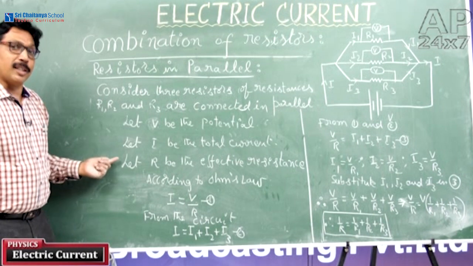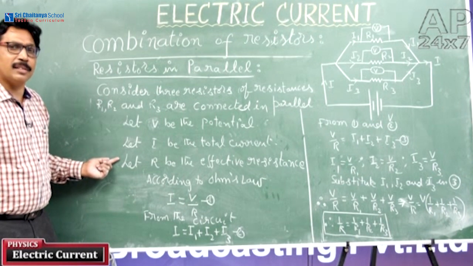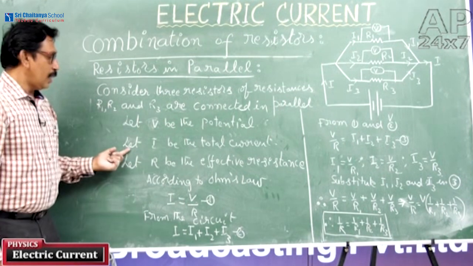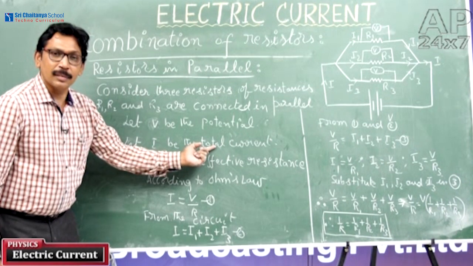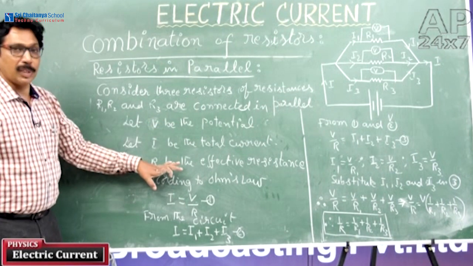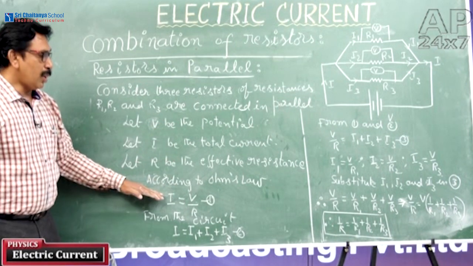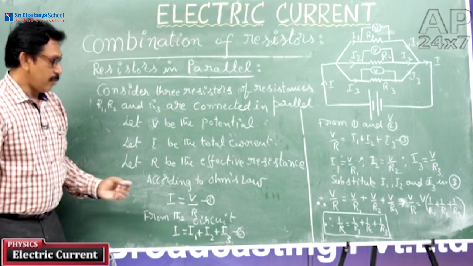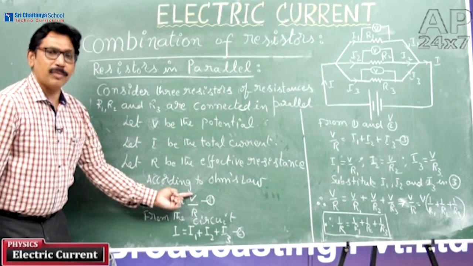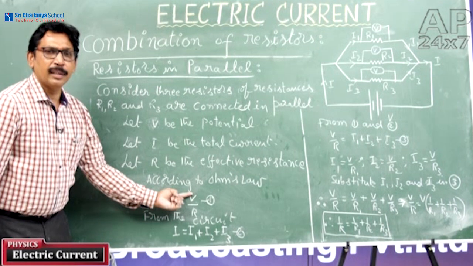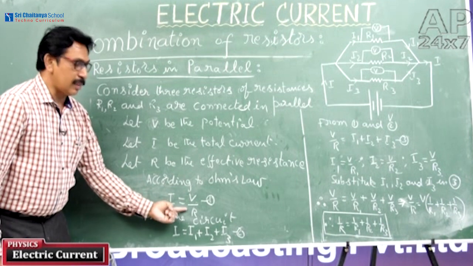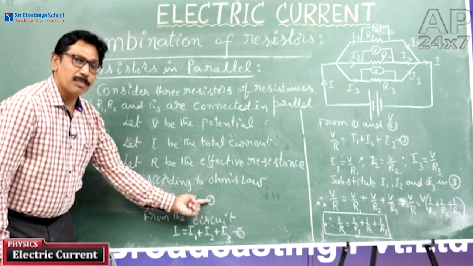Next content is assumption. I told you that assumption starts with: let V be the potential, let I be the total current, let R be the effective resistance. This comes under assumptions, my dear students. Now come to this, what you know in that circuit. According to Ohm's law, I is equal to V by R. You know that V is equal to IR, but here I is dividing, that's why I am writing I as the subject. So I is equal to V by R. I can name it as equation number 1.